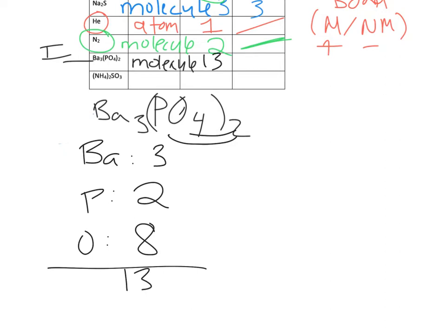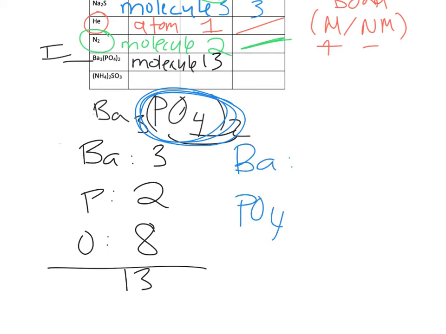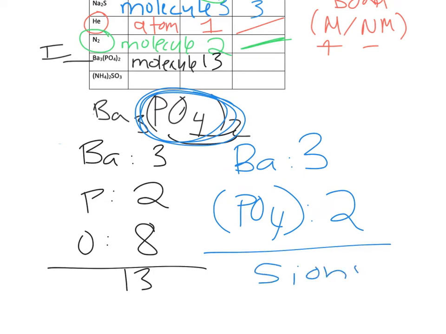And then ions, do you remember how we count it differently? You keep the phosphate ion together. So if I were to redo this, I would keep PO4 together. I have 3 barium ions, and I have 2 phosphate ions, so I have a total of 5 ions.